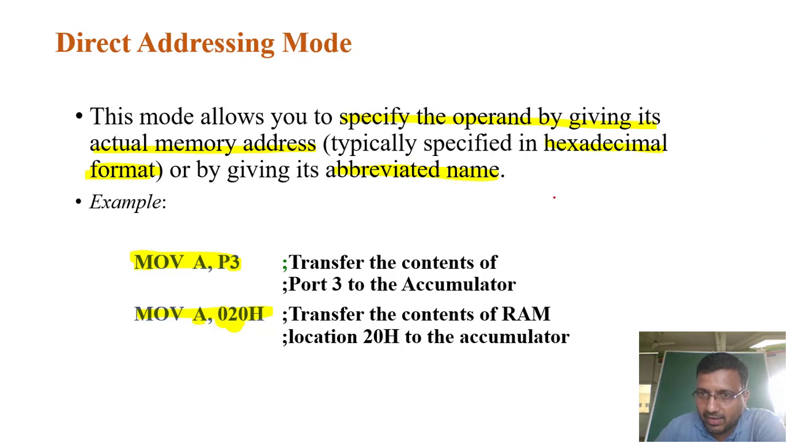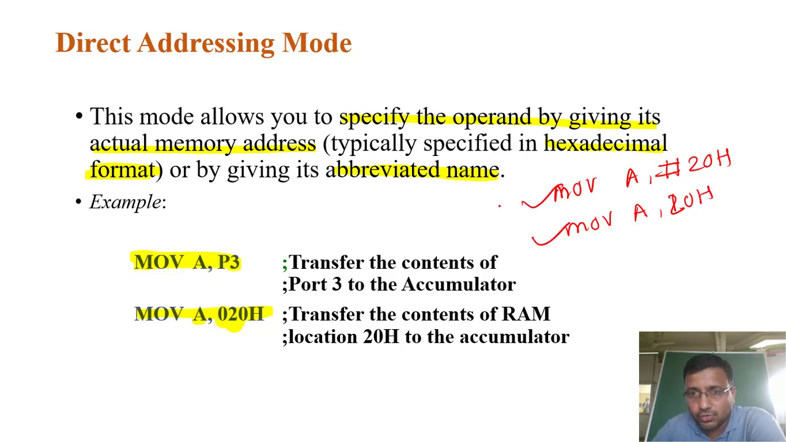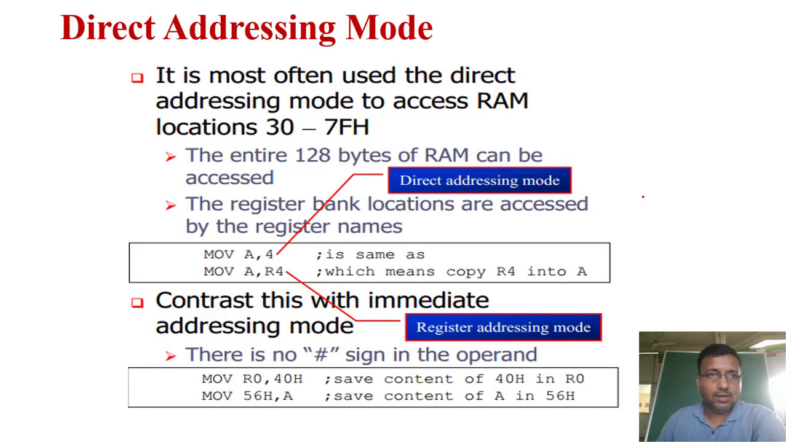So like I will write here MOV A, #20H, and I will write another example, MOV A, 20H. So both the instructions are different. This instruction is an example of immediate addressing mode. This moves the 20H data, the 20H value, into the accumulator, but this instruction will move the data present at 20H into the accumulator. Okay. So this is about direct addressing mode. We'll see this in detail.